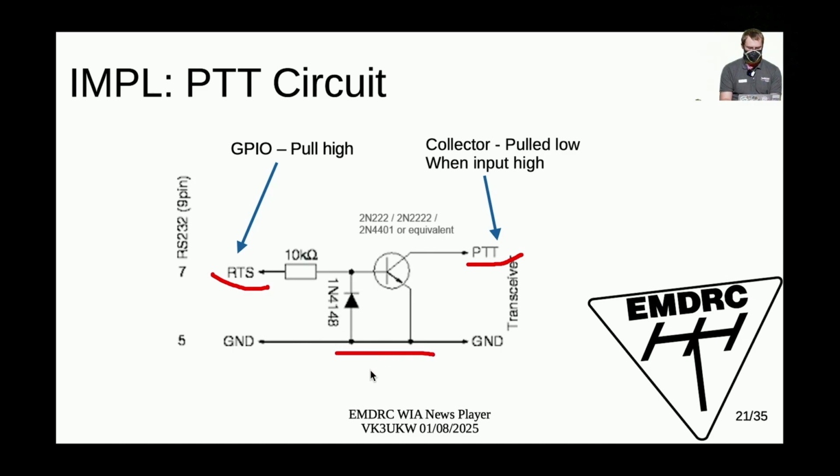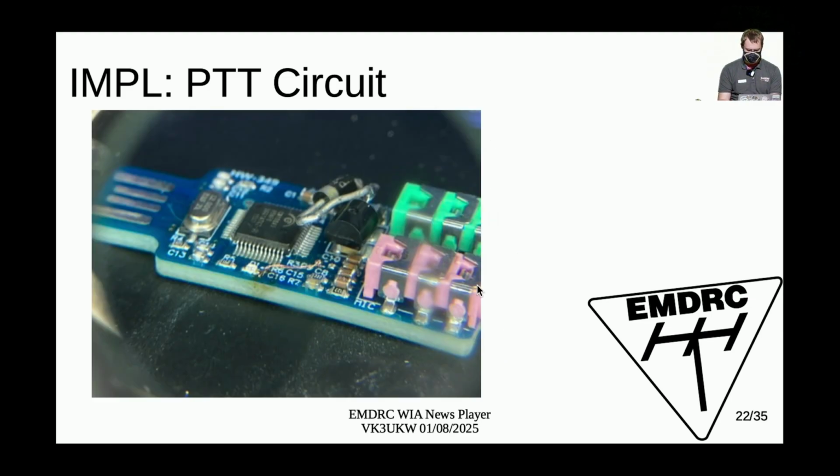setup. So you've got your transistor up there, and when you set the GPIO signal high, then that turns on the transistor and means that you get basically a connection between the collector and the emitter of your transistor, and that means that you've got ground and PTT connected, and that turns the radio on. And then this is what it looks like.